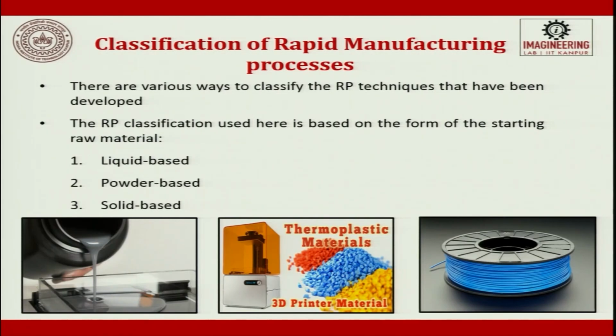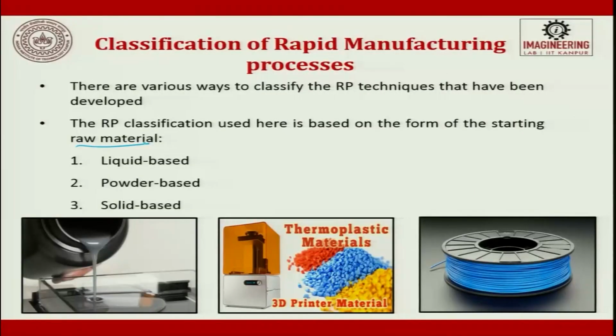When we start going into rapid manufacturing process, there are several techniques used. Basically, the rapid manufacturing or the rapid prototyping processes are classified based upon the starting material. There are several ways of classification. One way of classification is to start with the form of the material available. So, there can be liquid based, powder based and solid based. So, this is liquid based.